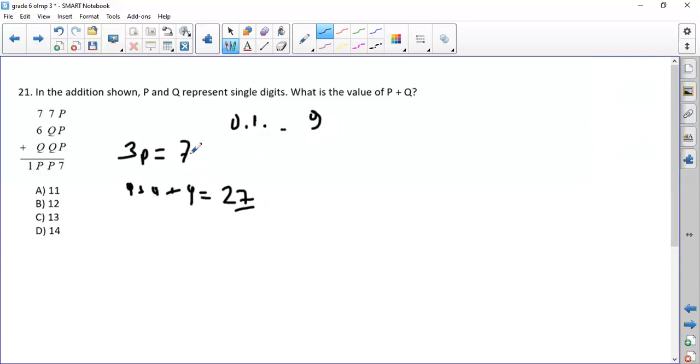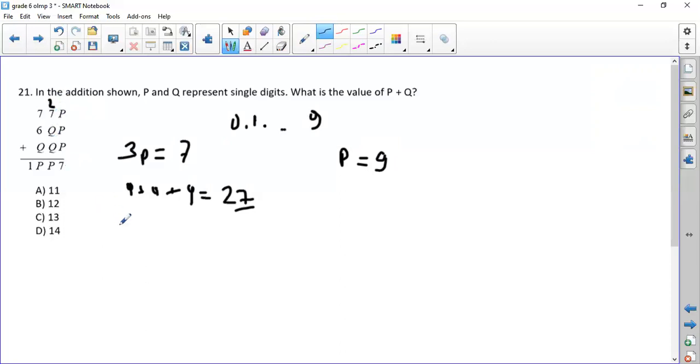So I cannot have 7 because 7 is not a multiple of 3. I cannot have 17 for the same reason. But I can have 27, which means P is equal to 9. We found the value for P. Now, if P is 9, the result will be 27, so I will have 2 here. So 2 plus 7 is 9.